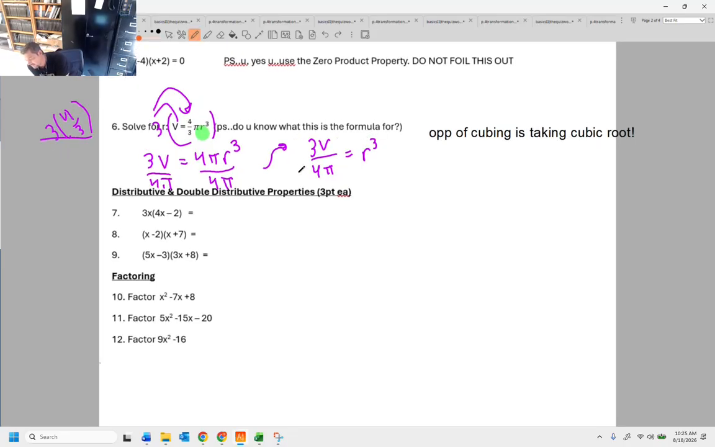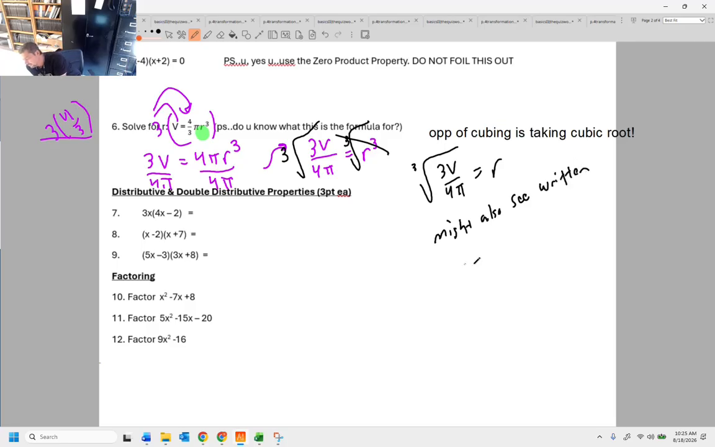But that's a 3. That's called cubing. We're going to take the cubic root of both sides. Notice I'll put a little 3 here. What happens is those guys annihilate each other. So it turns out that the cubic root of 3b over 4 pi is r. Now you might also see this written using exponent notation: 3b over 4 pi to the 1/3 is r. I'll probably stick with cubic root for now.